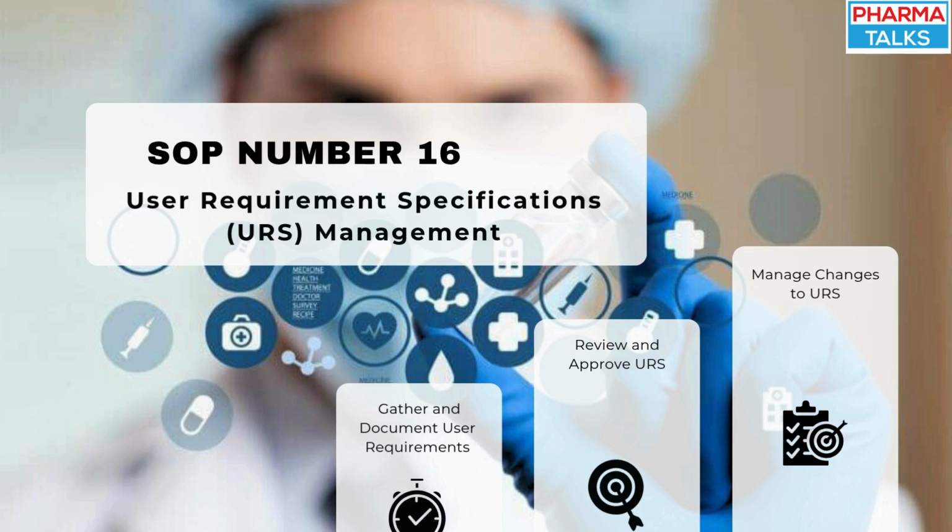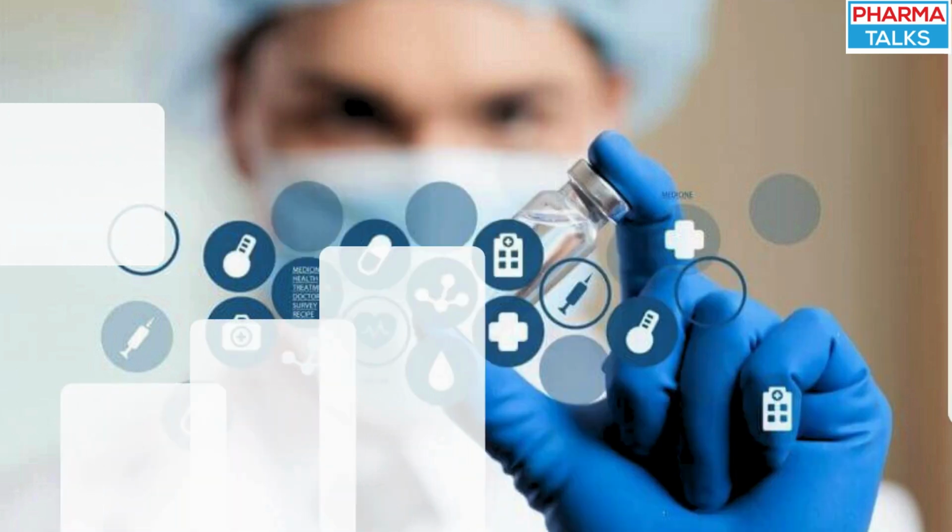The SOP defines a process for gathering and documenting user requirements, reviewing and approving the URS, and managing any changes to the requirements. It includes guidelines for ensuring the URS is comprehensive, clear, and unambiguous. This URS process is essential for aligning the development process with the user's needs, ensuring that the final product or system meets the required specifications and functions as intended.